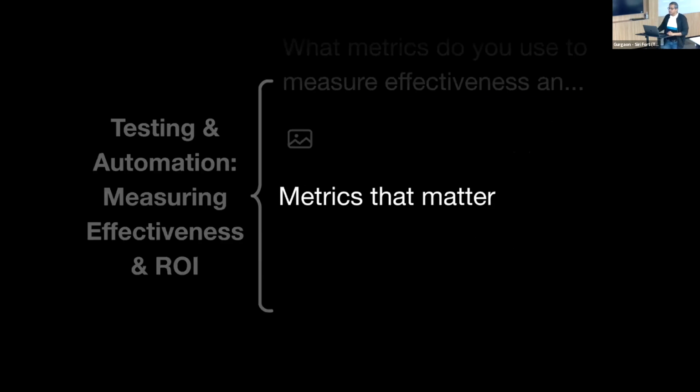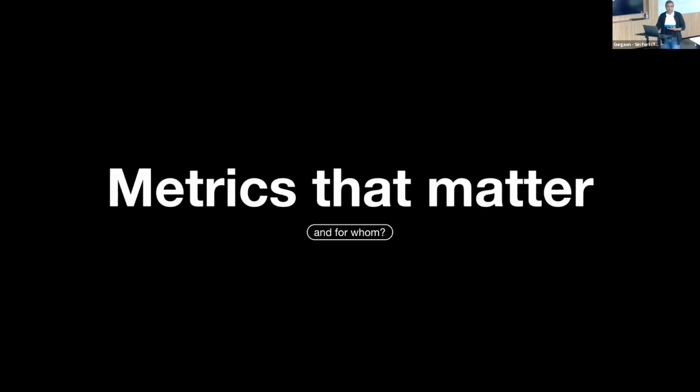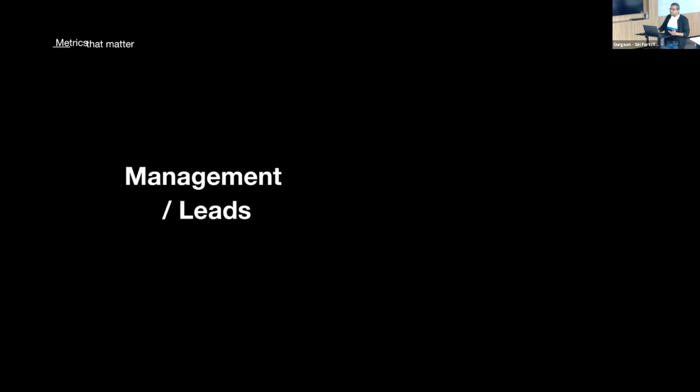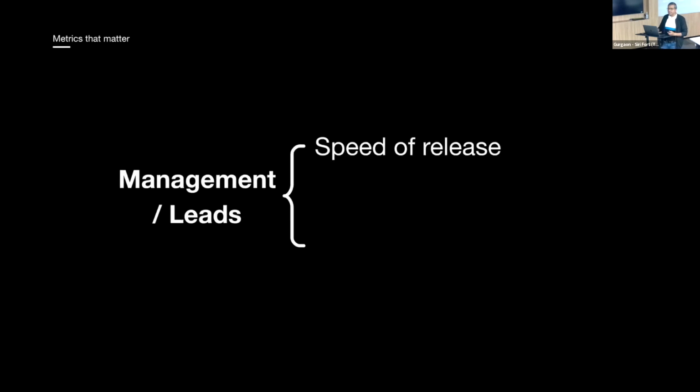Okay. So let's look at some of the metrics that matter from my perspective. What are the metrics that matter and for whom? I'm starting off from the top of the food chain in some ways. Sorry if this is a bad analogy, but let's start off with management or leads or clients if we are in the services field. What is important for them? They care about the speed of release. How quickly can I get features implemented? And along with that, of course, they are going to care about the quality.